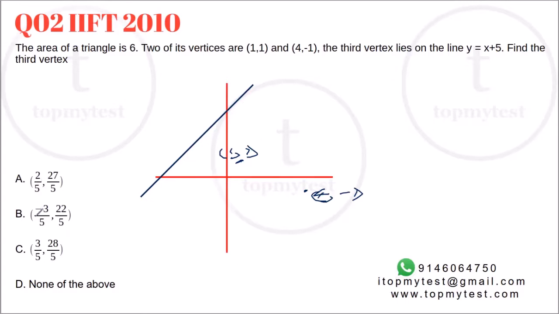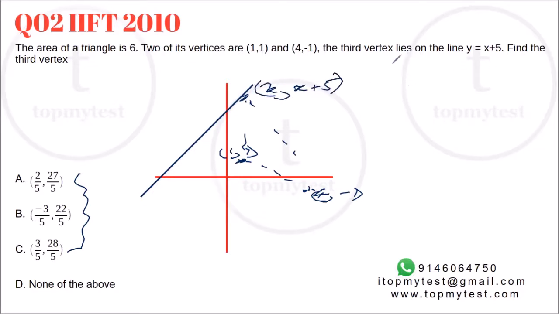The problem is all three values satisfy this criterion. If you substitute 2/5 here, 2/5 plus 5 gives you 27/5. If you put minus 3/5 here, minus 3/5 plus 5 gives you 22/5, and the same for this. So it has to be one of these three or none of the above. So how do I get this? You have a triangle, and the third vertex is (x, x plus 5).